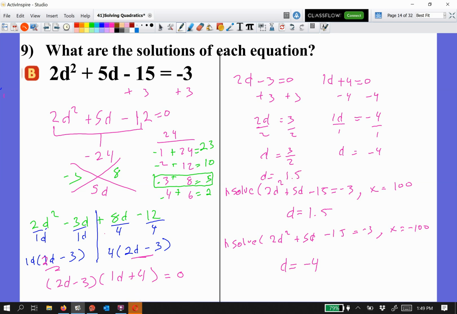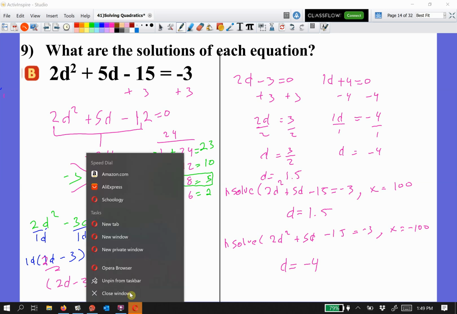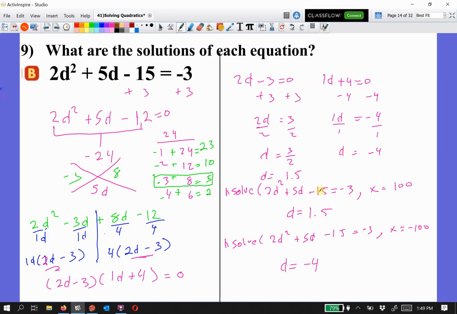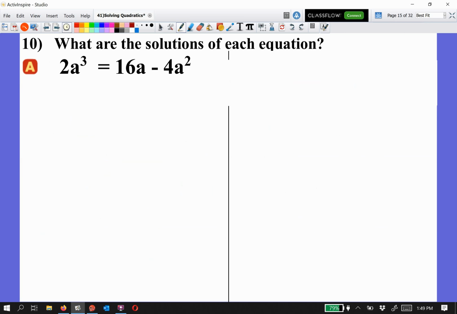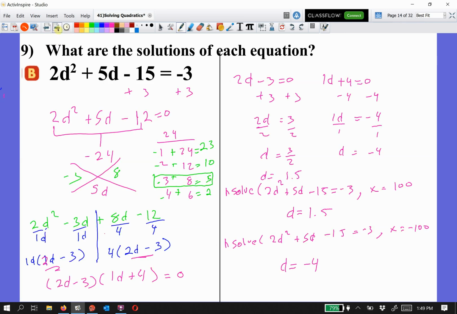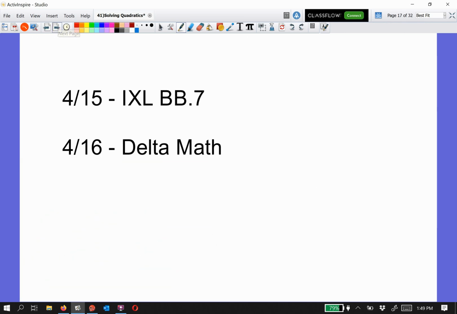Alright, give me a second. Alright, so look guys, these are all basically the same thing over and over again. Okay, now, we got a few things to do. You're going to be doing some Delta Math, you're going to be doing some IXL. Everything is in the folders, so if you have any problems, please just let me know.